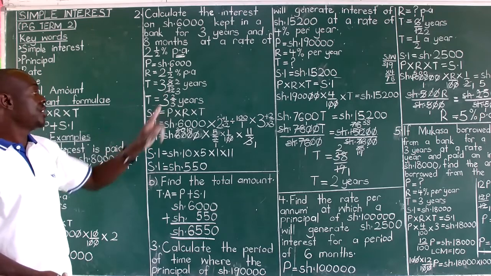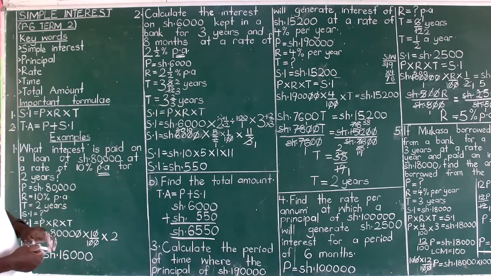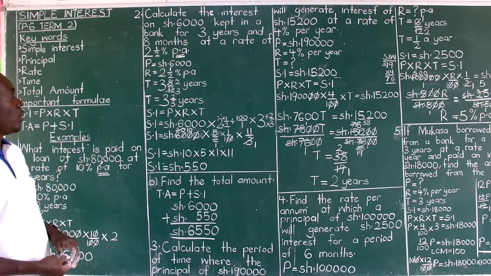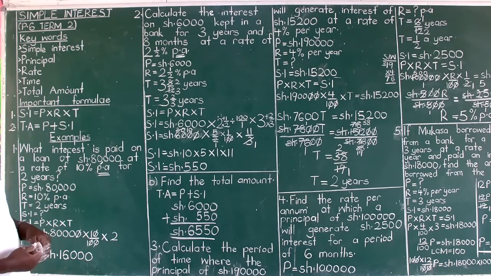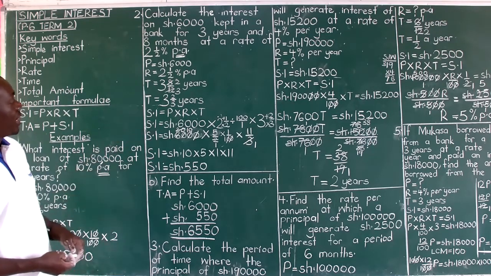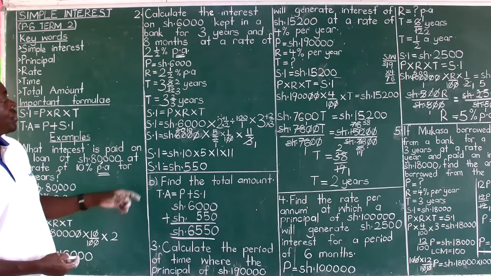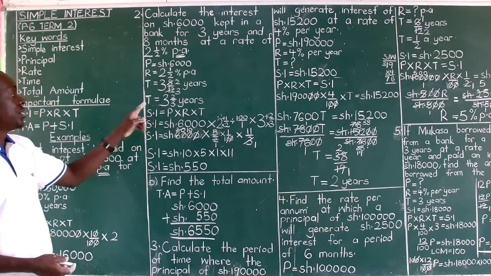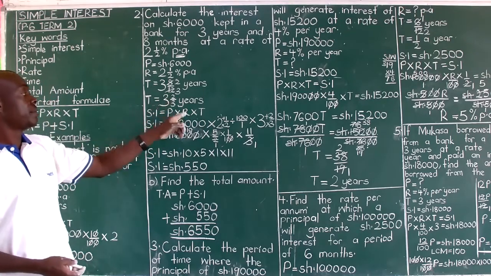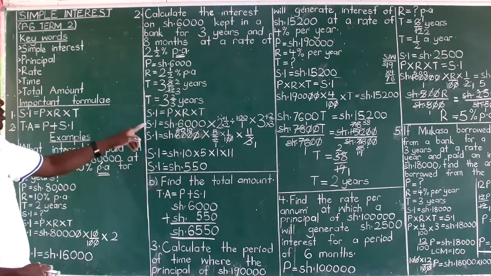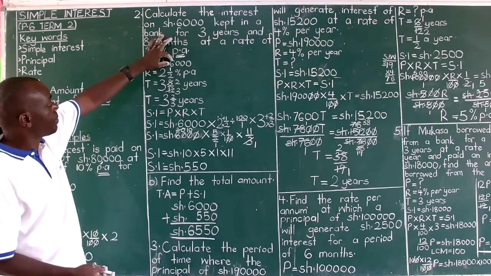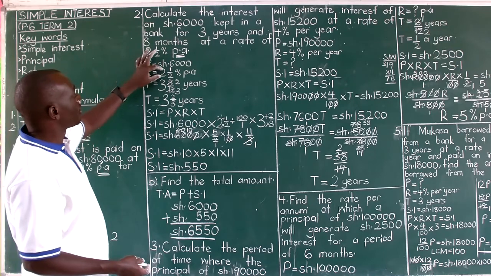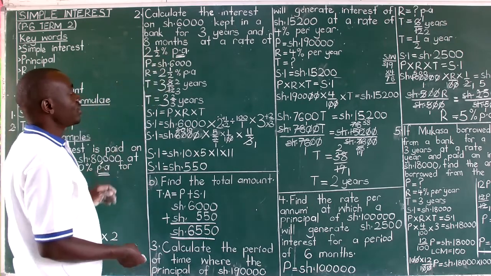So we use years when you see the word per year, or per annum, or annually, or every year, or yearly. So that's the time. Then the question was, calculate simple interest. Simple interest is equal to principal times rate times time. So simple interest is equal to this principal, 6,000 shillings, times the rate. The rate of interest is 2.5%.